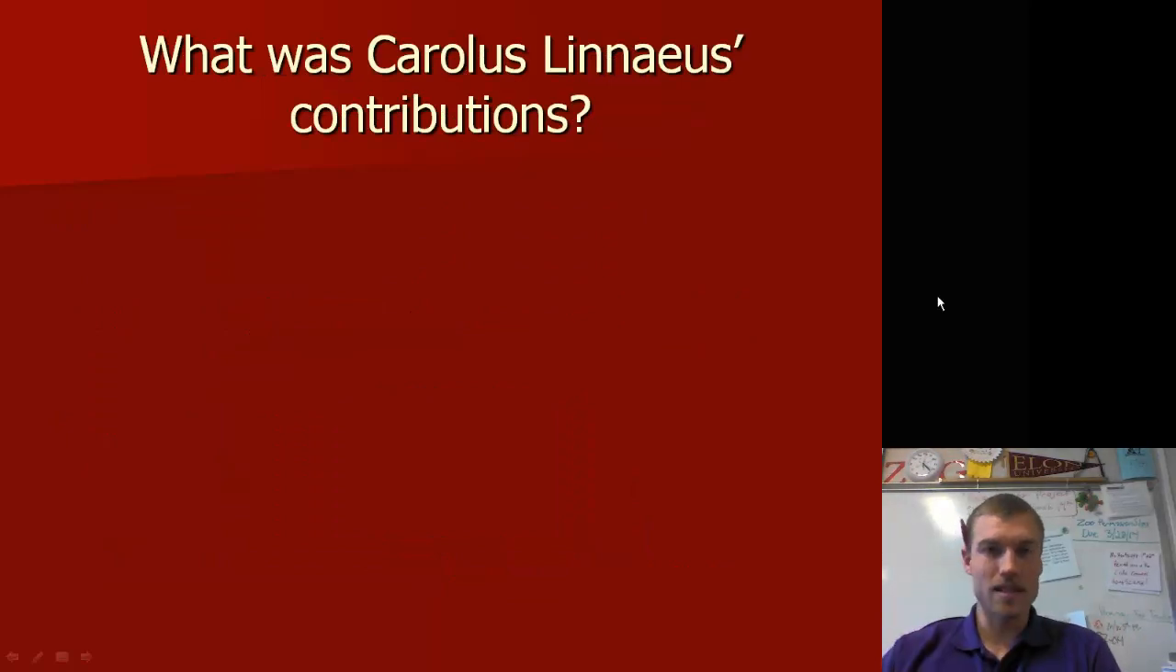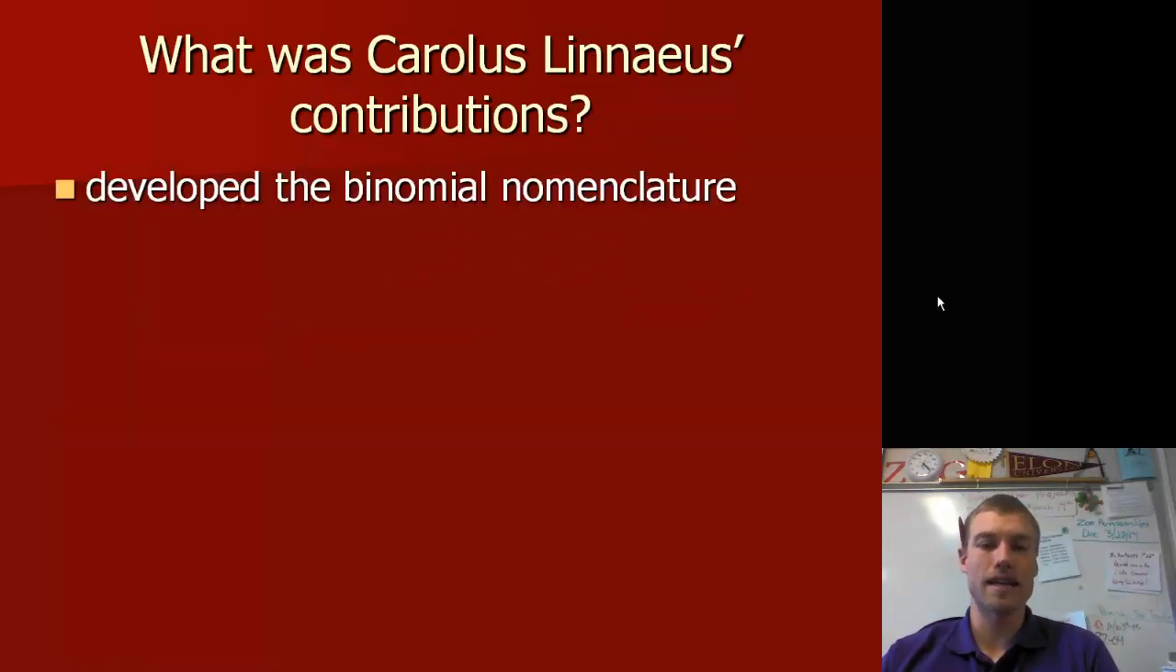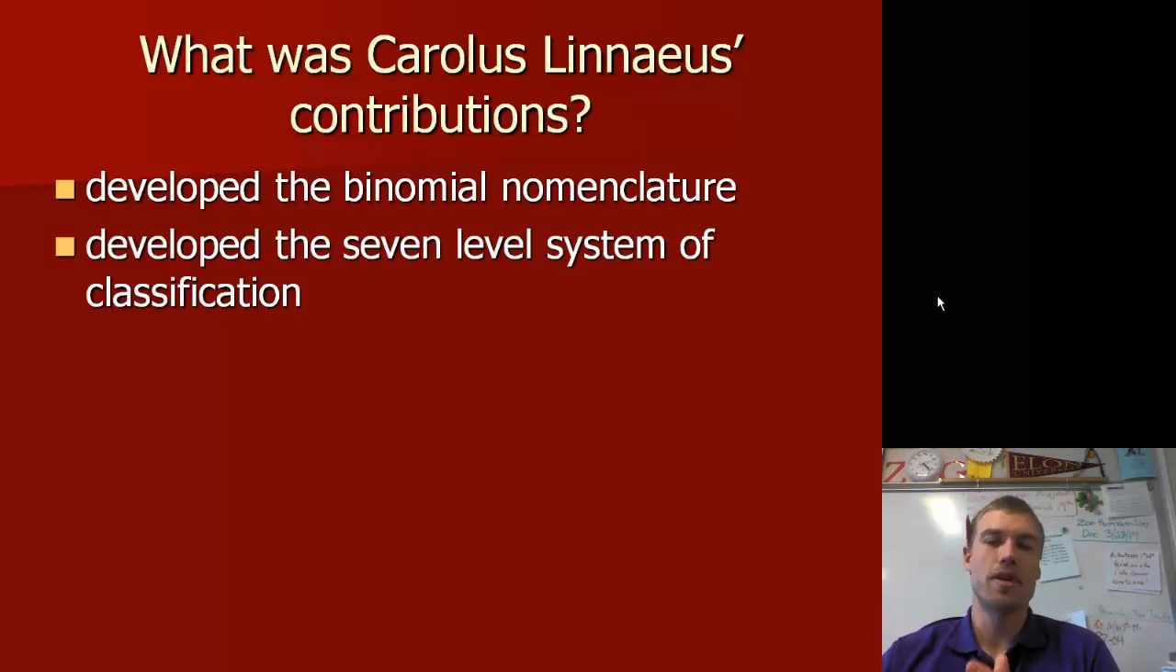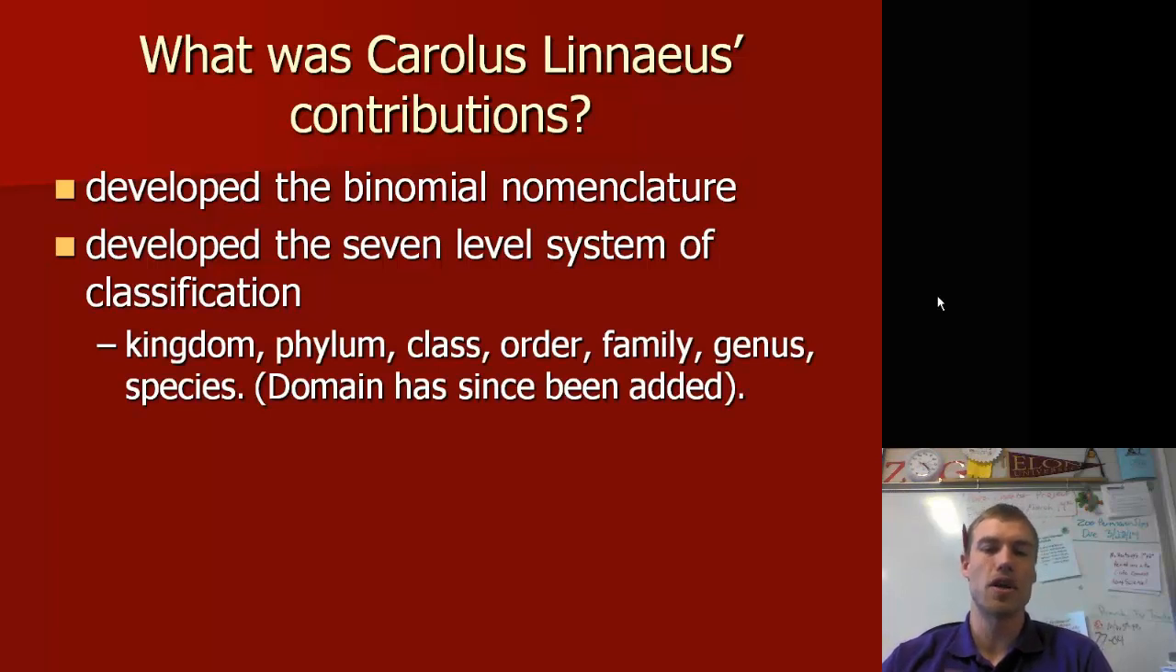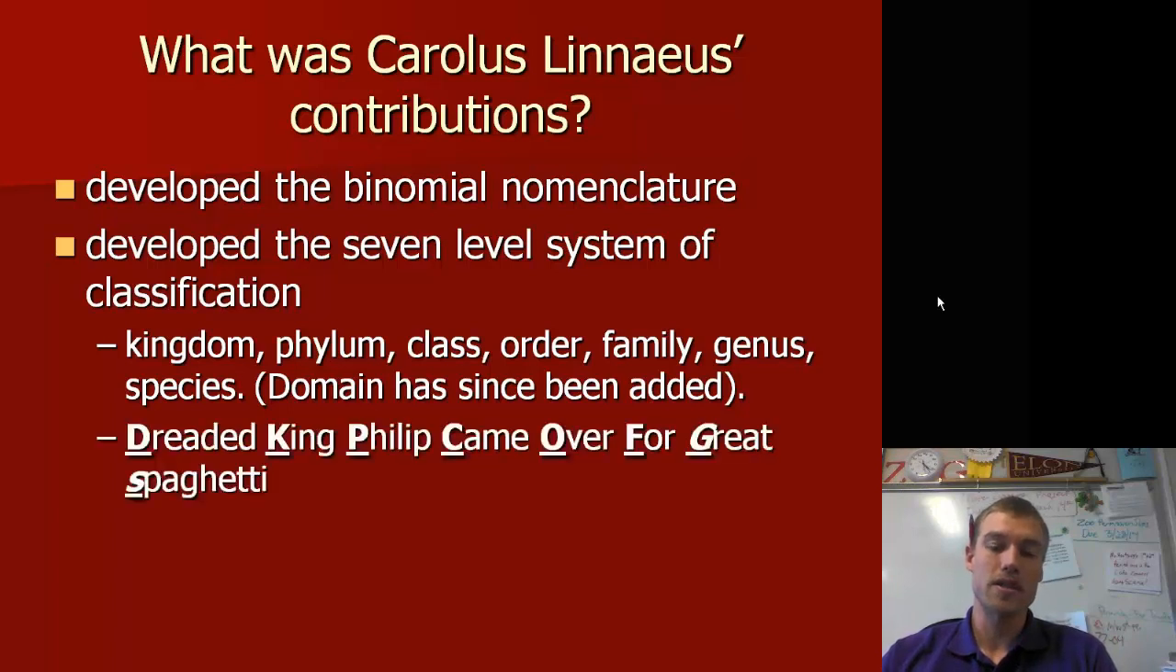So we had this person named Carolus Linnaeus, and he developed binomial nomenclature. Bi means two, nomial means name, so two names. And he also helped develop the seven-layer system of classification, and that system goes kingdom, phylum, class, order, family, genus, and species. We have since added on domains. This system has actually changed several times throughout the years.